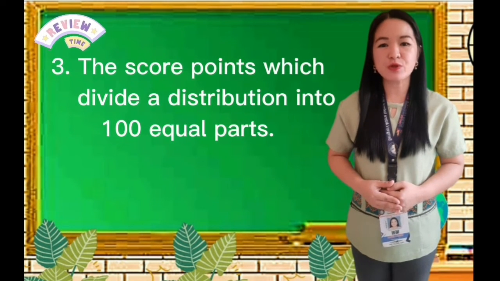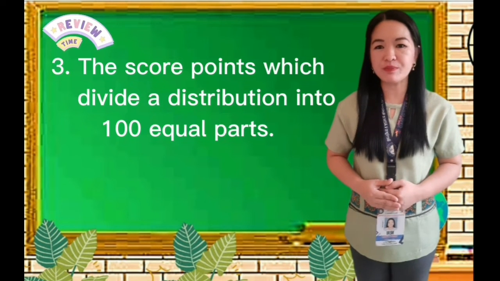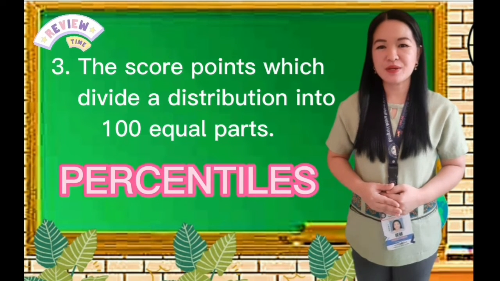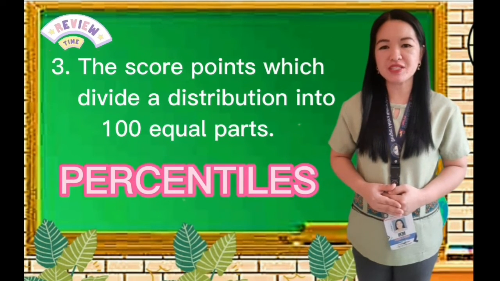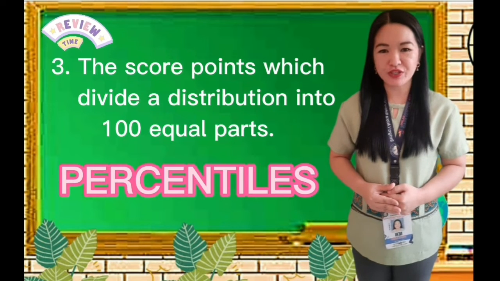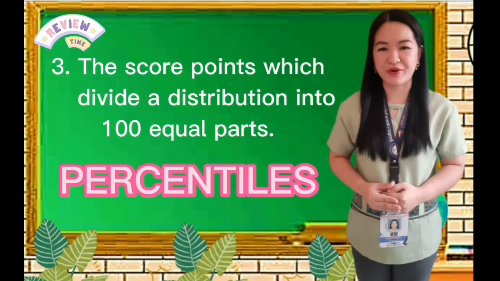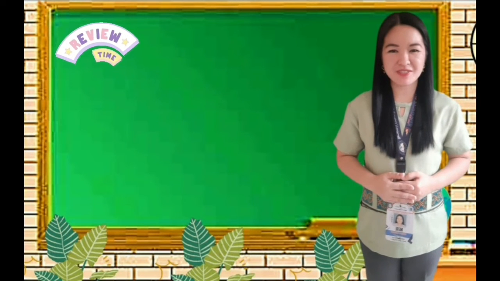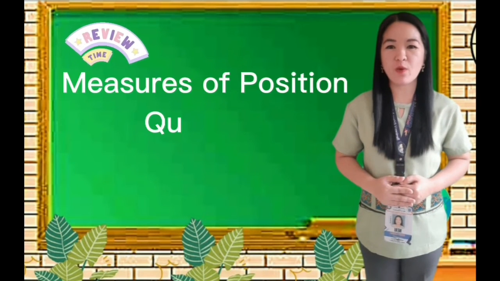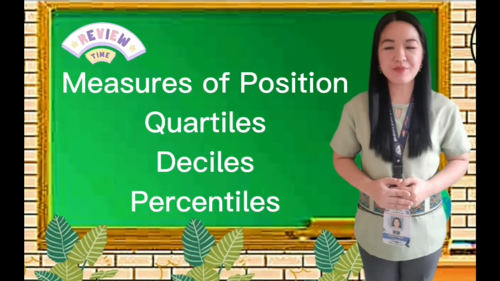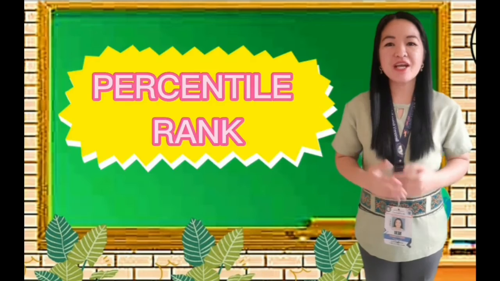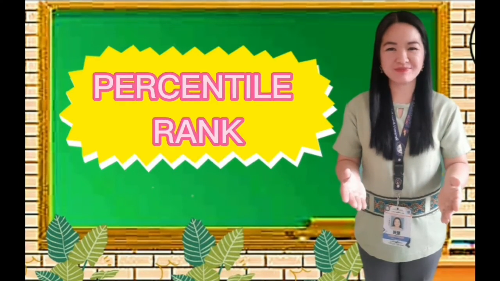How about the score points which divide a distribution into 100 equal parts? Correct! Percentiles. Percentiles are the score points which divide a distribution into 100 equal parts. Great job! So you have already mastered the measures of position, quartiles, deciles, and percentiles. I believe you are now ready to learn about the percentile rank.